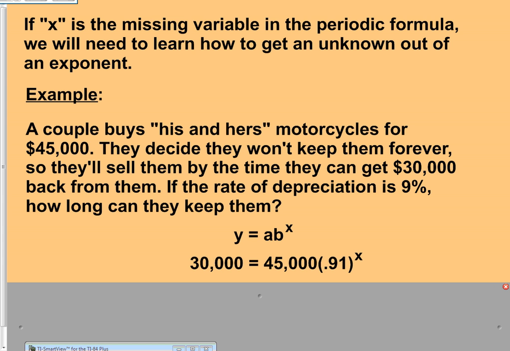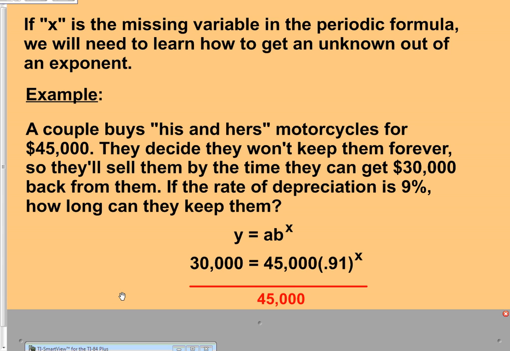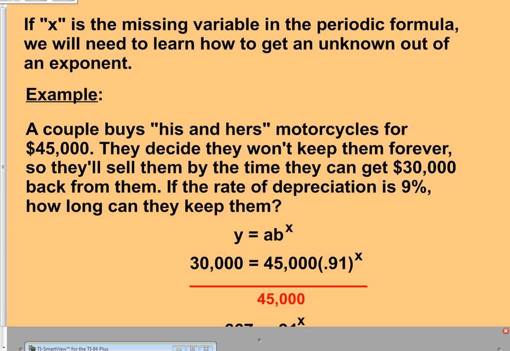That's what it's asking. So obviously we can see that our unknown variable x is an exponent, so what we ought to do is get that 0.91 by itself, since that's what x is attached to. We can very easily divide the 45,000 away from 0.91 to the x. If we divide both sides by 45,000, we get a number in the ballpark of, or exactly, 2/3, 0.667.